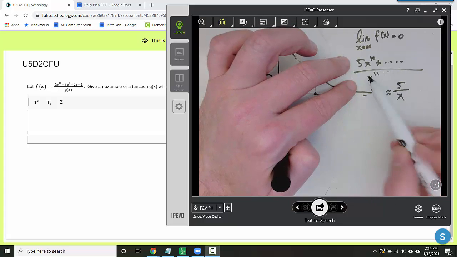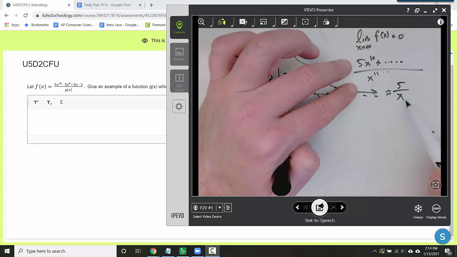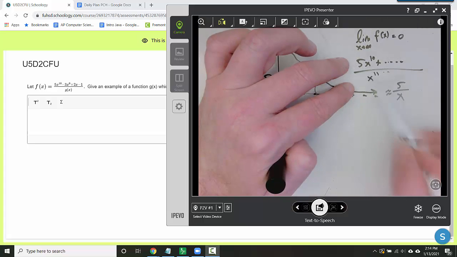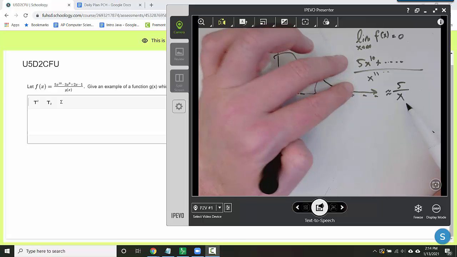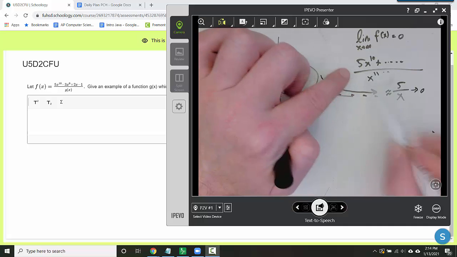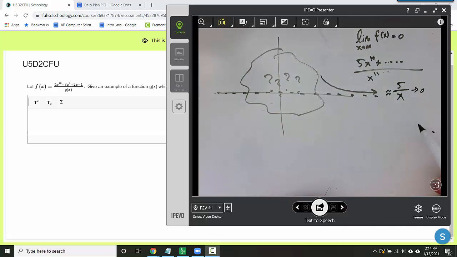What we're saying, when we say that our function is approximately equal to this, is that the y values of our original function are very close to these y values for really big values of x. So if this thing is approaching 0 and our thing is very close to that thing, it also means that our original thing has y values that are approaching 0. So it doesn't have to be x to the 11th. You could write any polynomial you want that's degree larger than 10, and that would work as an answer.